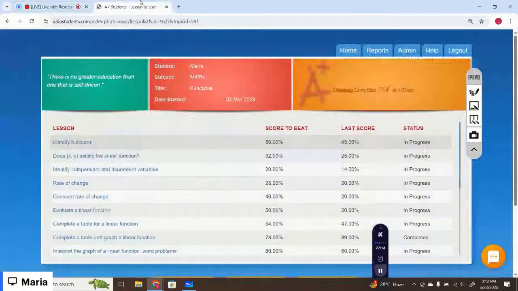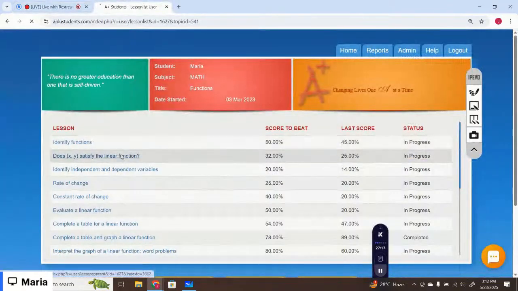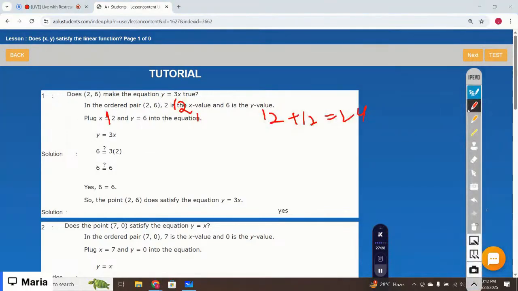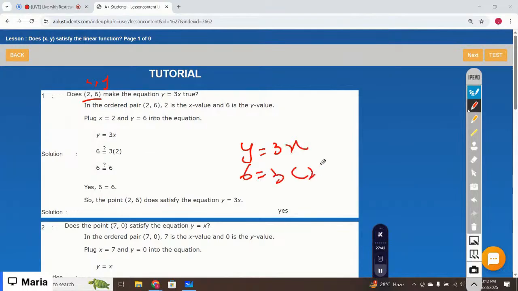Okay, the next lesson is does (x, y) satisfy the linear function. We are given a pair of values, and we need to see if that pair of values satisfies the equation. The first example: does (2, 6) satisfy the equation y equals 3x? In an ordered pair, the first value is always the x value and the second value is the y value. Here x is 2, y is 6, and 3 times 2 is 6, right? That means it satisfies the equation y equals 3x.